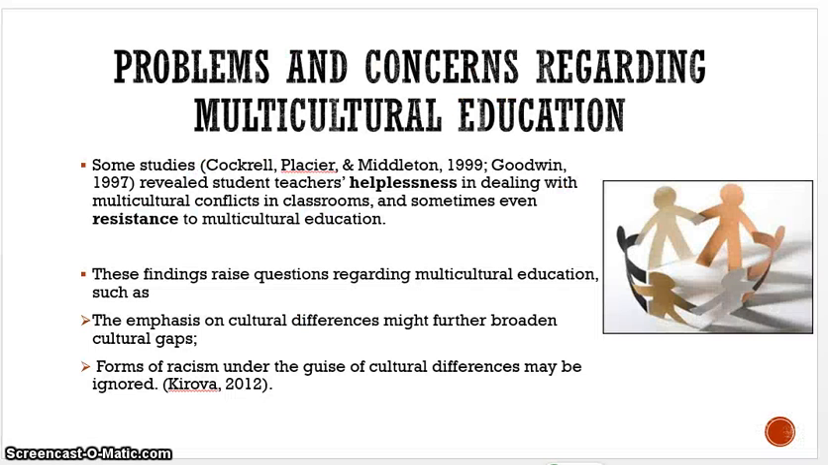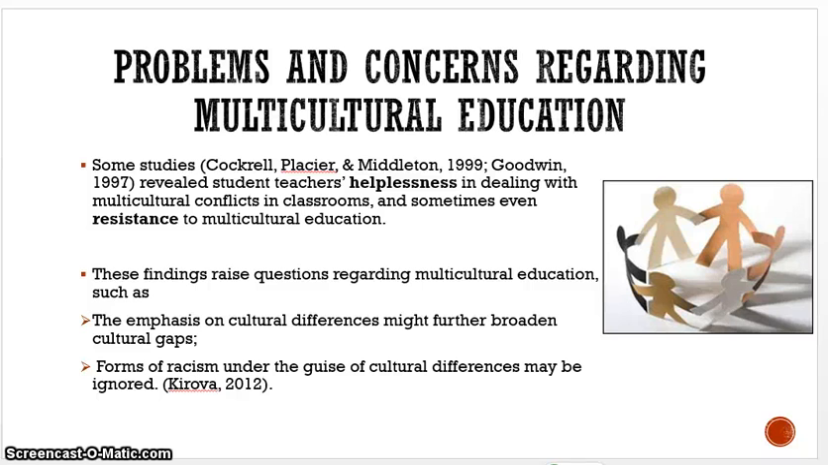There are some common problems and concerns regarding multicultural education identified in the readings. Some studies revealed student teachers' helplessness in dealing with multicultural conflicts, which often involved racial issues in classrooms, and sometimes they even expressed a resistance to multicultural education. This resistance might be due to a number of reasons. For instance, some of them still tend to value Western cultures more than other cultures, and some may have doubts about the efficiency of multicultural teaching in achieving racial integration and academic performance.